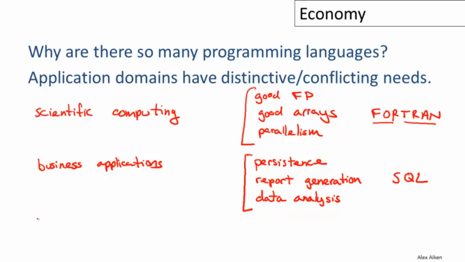And then another domain, let's do one more, is systems programming. By this I mean things like embedded systems, things that control devices, operating systems, things like that. And what are the characteristics here? Well, we need very low-level control of the resources. The whole point of systems programming is to do a good job of managing resources, and so we really want fine-grained control over the resources.